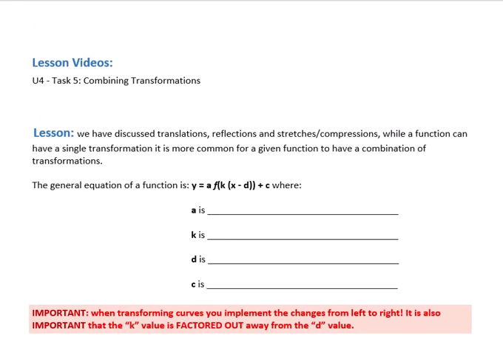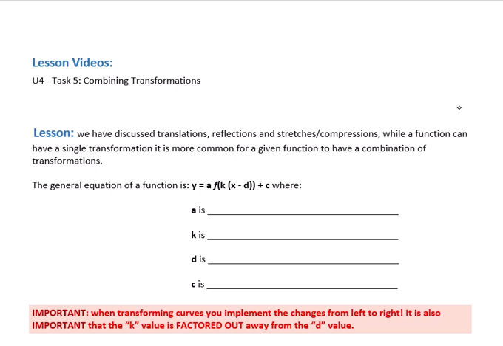So we've discussed translations, reflections, stretches, and compressions, and what a function can have is a combination of transformations. It's more common for a given function to have a combination of transformations. So we need to know what all of the transformations are and how they act and what variables they're represented by in the general equation of a function.